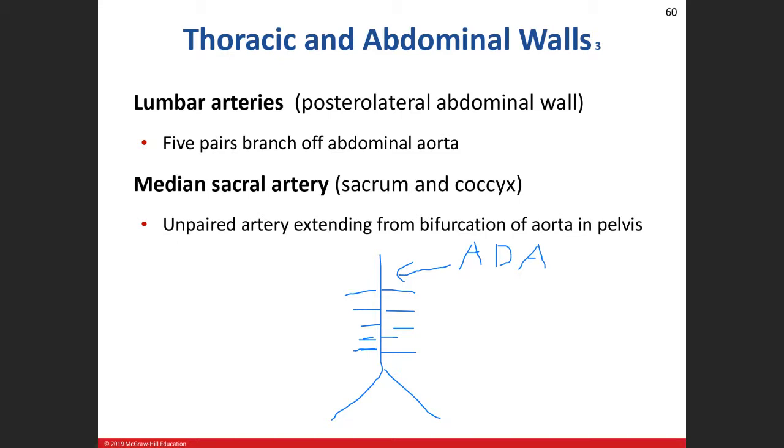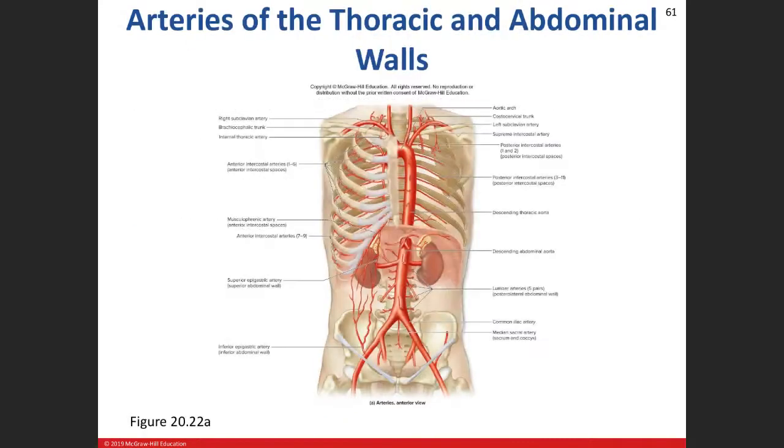All right, and then finally, at the bifurcation, you have this tiny little artery that just comes right off the middle. It sits right in front of the sacrum there. Okay, it goes down towards the tailbone of the coccyx, and that's the median sacral artery. So you'll see that at the bifurcation of the aorta, before it splits off into the right and left common iliacs. That's what we're going to see down here.